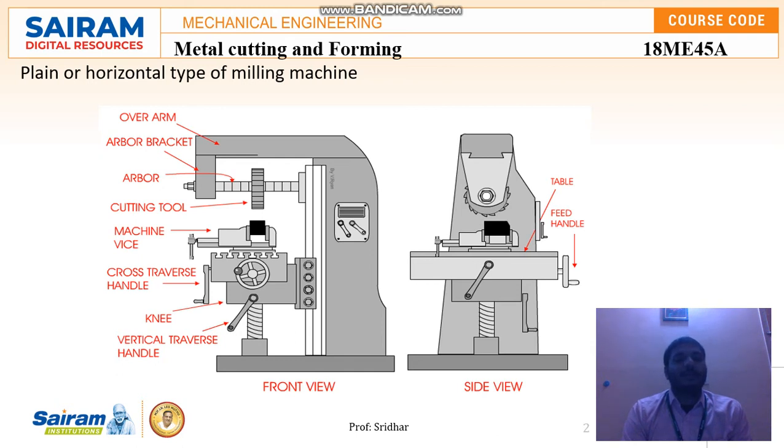process. Not only that, we can even make keyways or slots, and those can be easily produced in a vertical or a horizontal milling machine. The main thing is the tool will be rigidly held by the arbor, and the machine vice will hold the workpiece rigidly even at higher speeds, right? So this is about this.